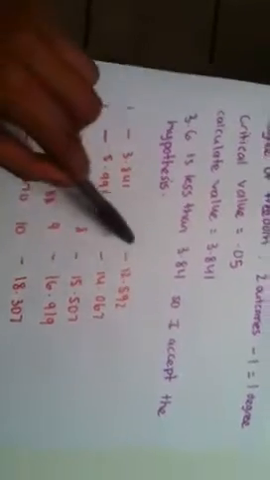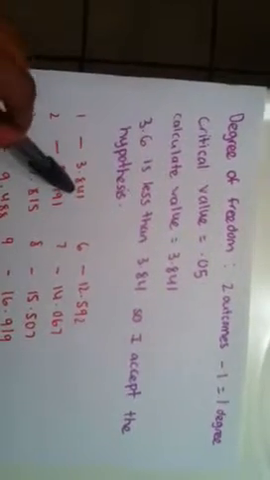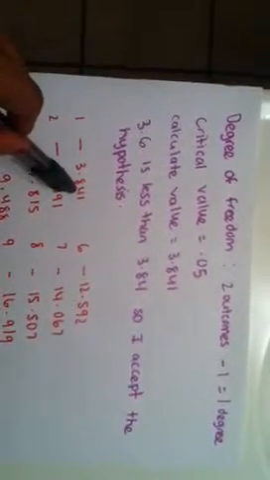Now my degree of freedom is the total number of possible outcomes minus 1. So I had two outcomes, blue or red, minus 1, so I have 1 degree. We're using the critical value of 0.05. So these numbers right here are my degrees of freedom, so I have a degree of 1. So my value is 3.841. That's my critical value.